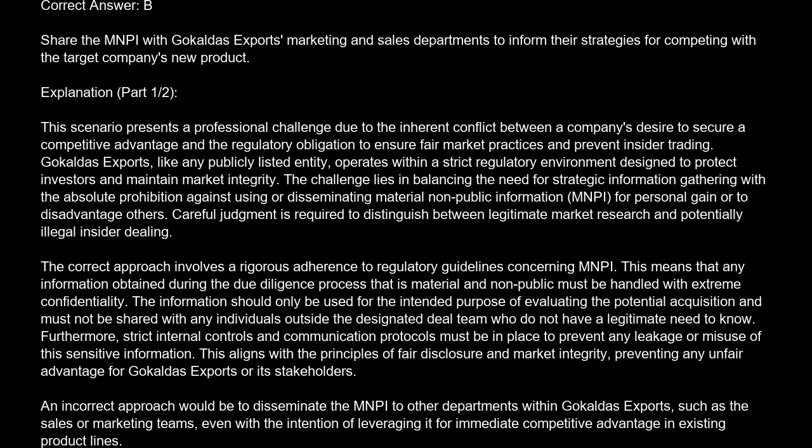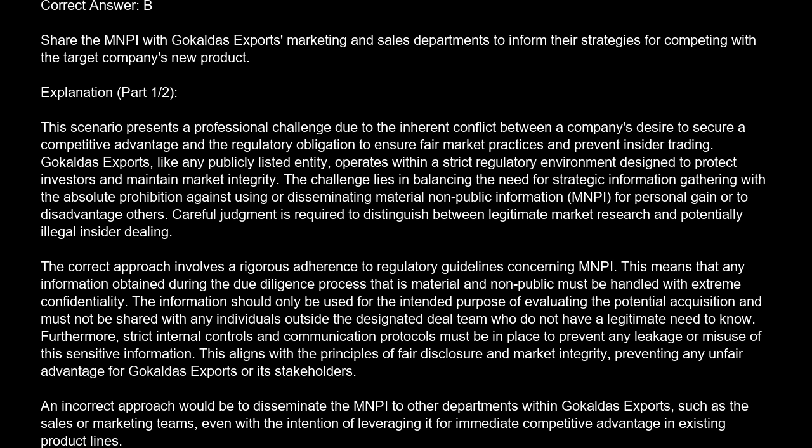Correct answer is B. Share the MNPI with Gokaldas Exports marketing and sales departments to inform their strategies for competing with the target company's new product. Explanation. This scenario presents a professional challenge due to the inherent conflict between a company's desire to secure a competitive advantage and the regulatory obligation to ensure fair market practices and prevent insider trading.